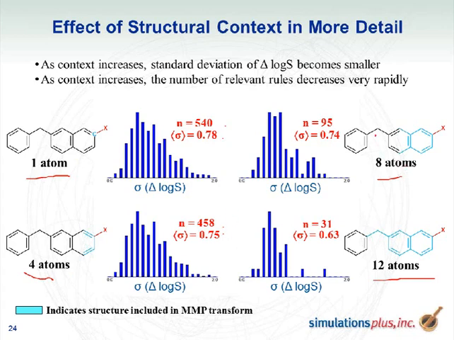If you go to 8 atoms, you only have 95 pairs, and your sigma is 0.74. And then going to 12 atoms, your sigma is 0.63. So we've kind of shrunk up that distribution, and we could be more accurate when we apply this to an arbitrary molecule that would have the same context.